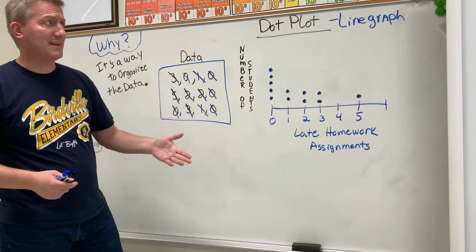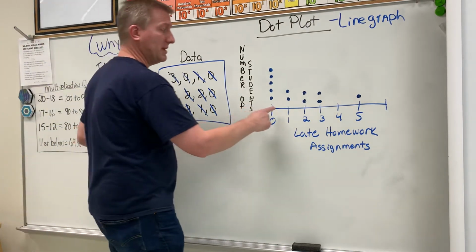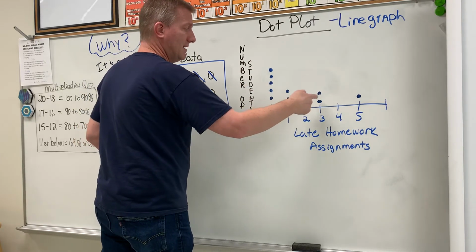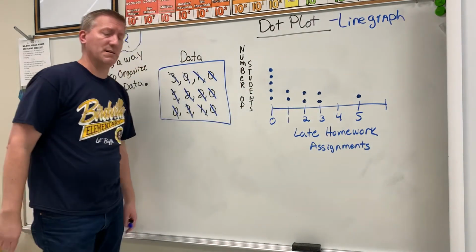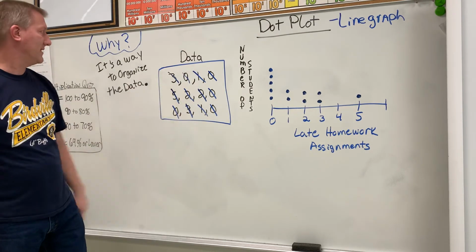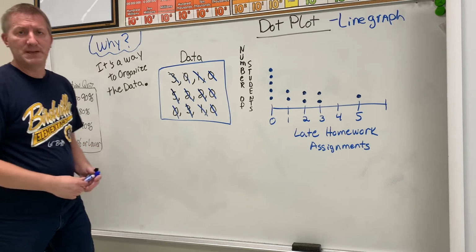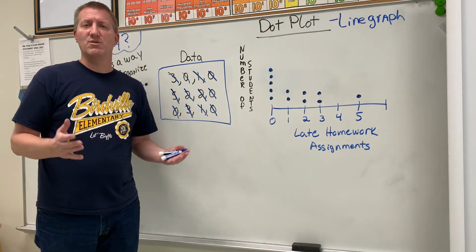But that's how you make a dot plot. It's simply making a line graph, and then filling in the numbers based on your data. And again, it's a way to organize the data. It just makes that data easier to organize.